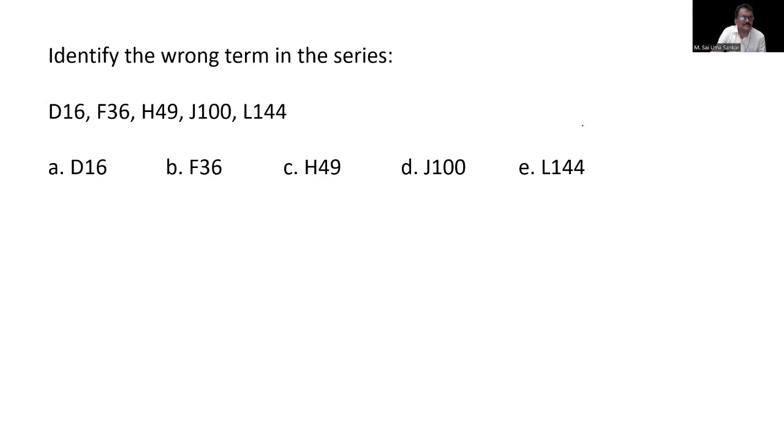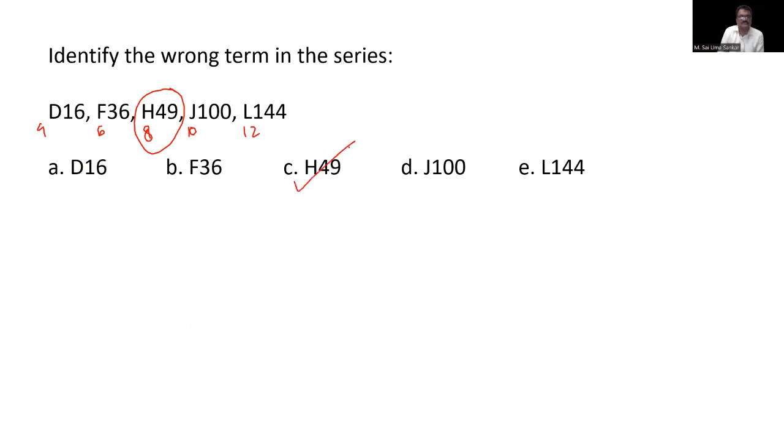And the simple question, D16, F36, H49, J100, L144. This is the 4th letter, this is the 6th letter, this is the 8th letter, this is the 10th letter, and this is the 12th letter. If you observe, 4 square is 16, 6 square 36, 8 square is equal to 64, but here 49 is there. 10 square 100, 12 square 144 is correct.